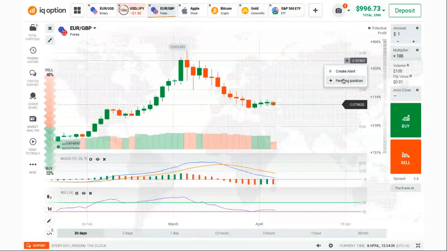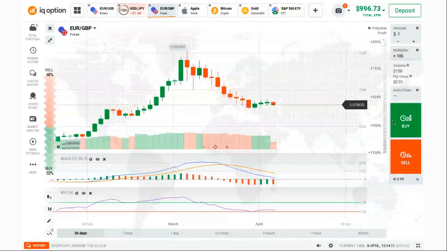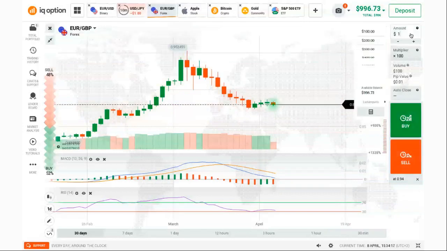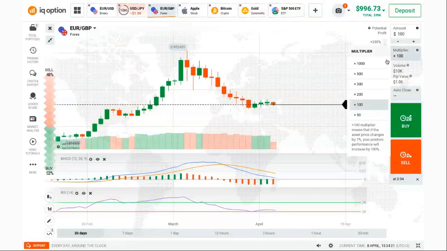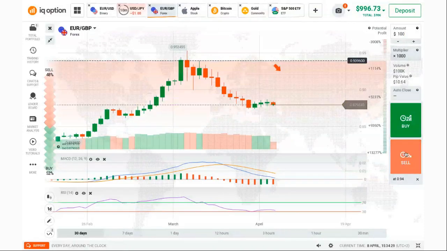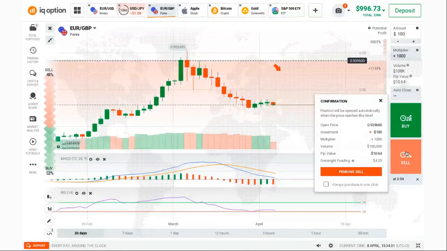But if I say create pending position, you see what happens to my buy and sell buttons. They have these clocks suddenly. And I can say, I would like to invest $100 with a multiplier of 1,000. We'll talk about this in a second. Don't get too excited just yet. And I'm going to go short. And I say sell.